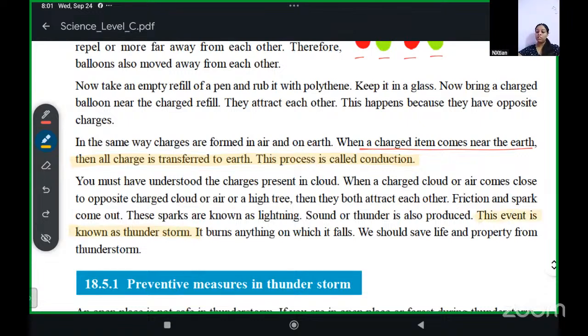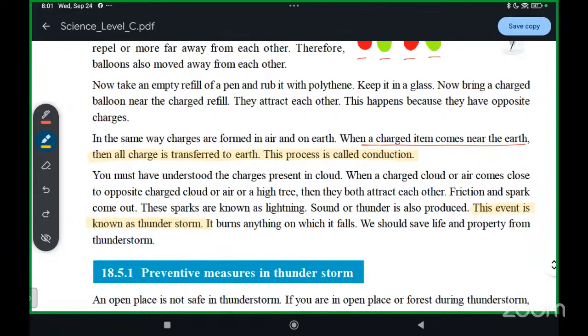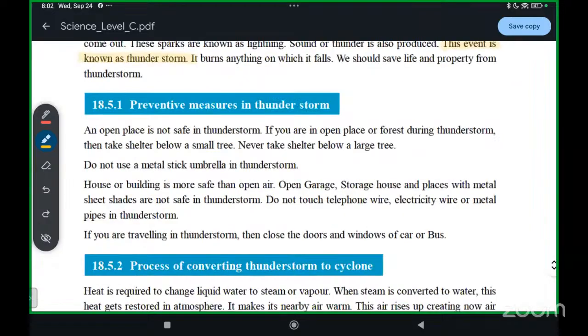It burns anything on which it falls. We should save life and property from a thunderstorm. So it is harmful for life and property, and we should take preventive measures in the storm. What are the preventive measures in a thunderstorm? We will see.